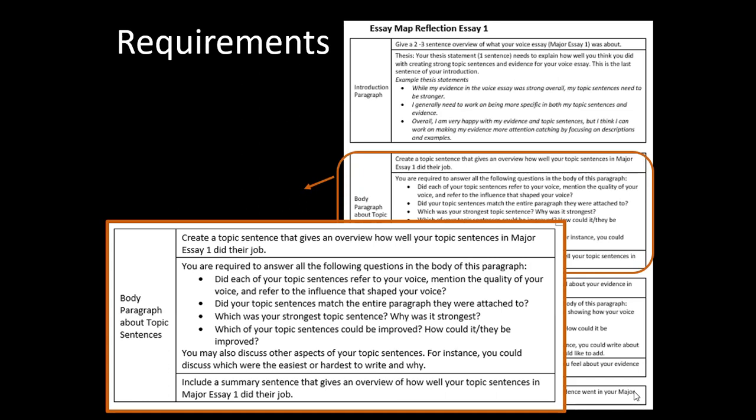So, did each of your topic sentences refer to your voice, mention the quality of your voice, and refer to the influence that shaped your voice? Second one, did your topic sentences match the entire paragraph they were attached to? 3, which was your strongest topic sentence? Why was it strongest? And 4, which of your topic sentences could be improved? How could it or they be improved?